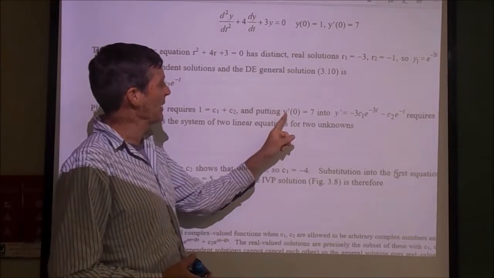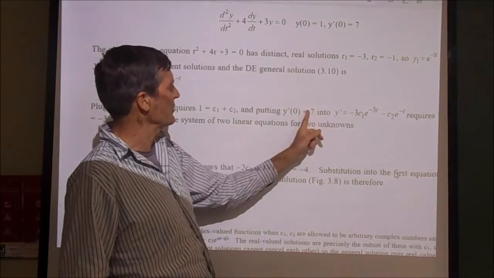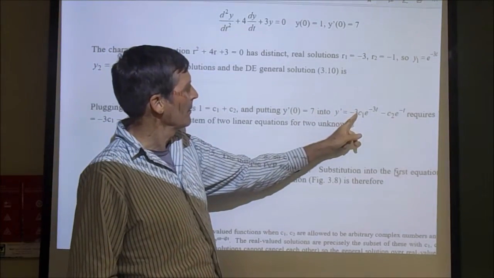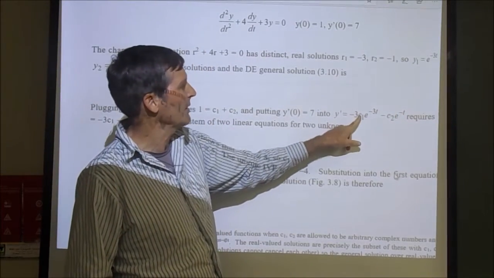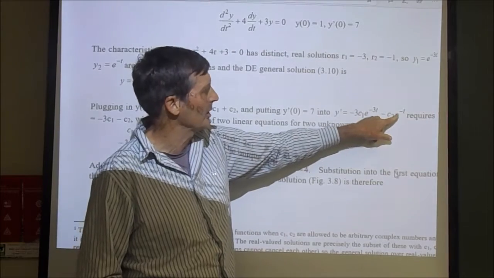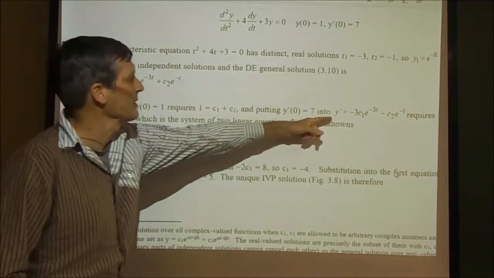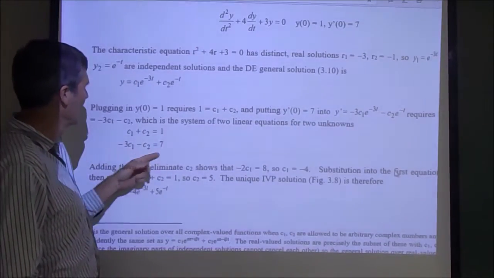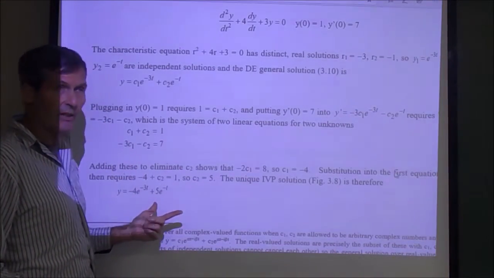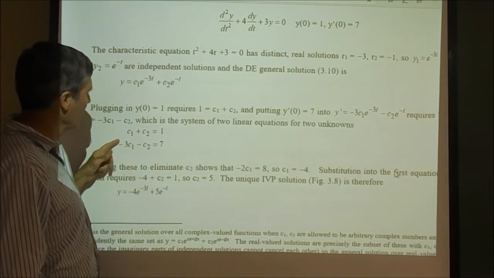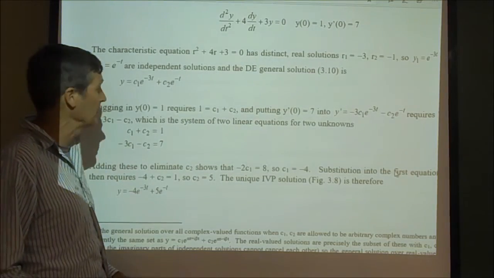Now we'll plug in y prime of 0 equals 7 using the derivative of our solution. So we put in 7 on the left, equals minus 3 times c1 e to the 0 minus c2 e to the 0, which is minus 3 times c1 times 1 minus c2 times 1. That gives us minus 3c1 minus c2 equals 7, another linear equation. We've got two linear equations in two unknowns. Because the Wronskian is not 0, it automatically follows that the determinant of this system isn't 0. And if you took linear algebra, that means this always has a unique solution.